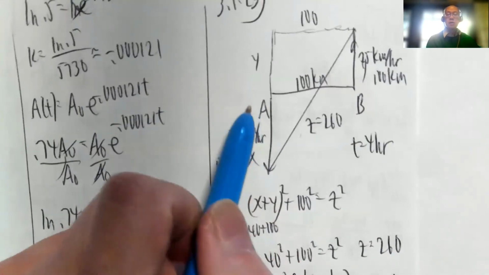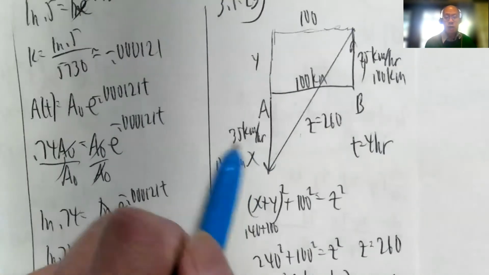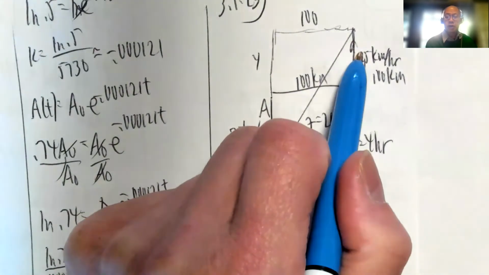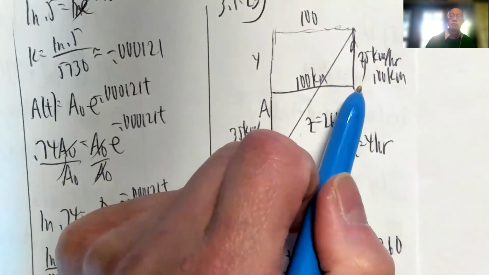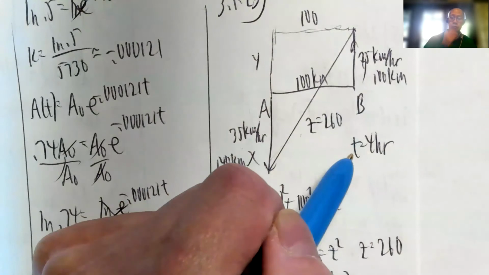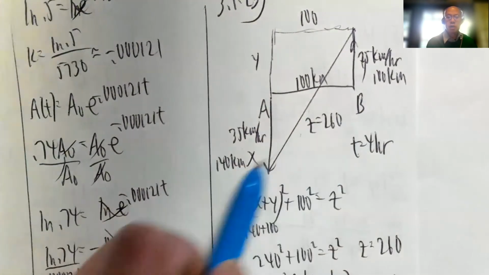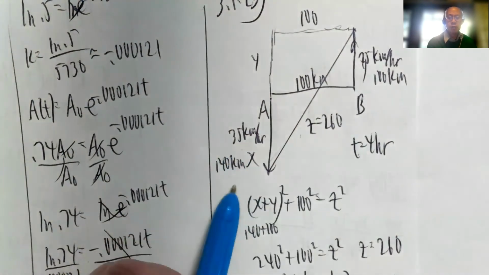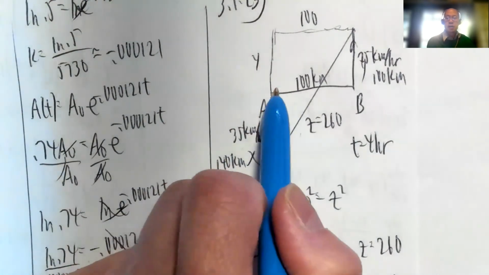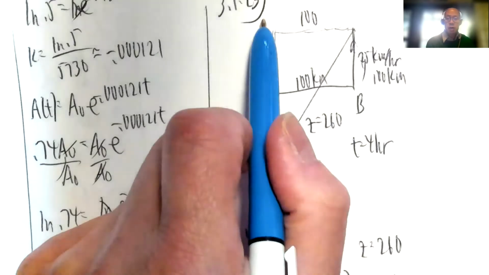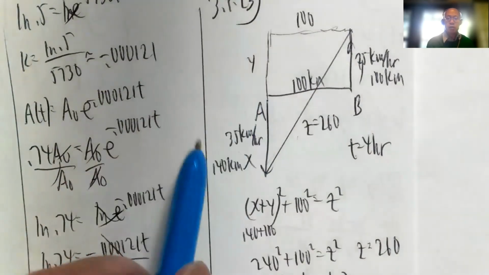So similar kind of theme we have here. A is going south, 35 kilometers per hour. B is north, 25 kilometers per hour. It says 4 hours because that's from noon to 4 p.m. So 25 times 4 is 100 kilometers. 35 kilometers per hour times 4 hours is 140 kilometers. They are 100 kilometers apart.